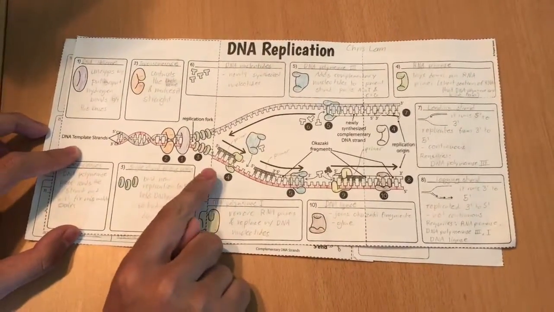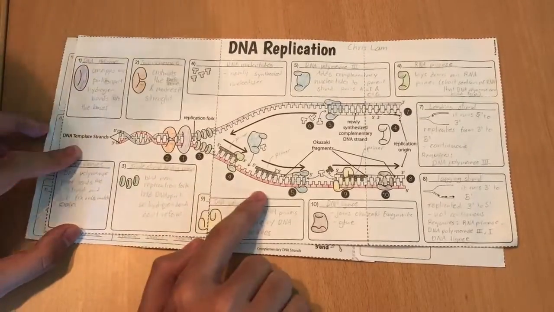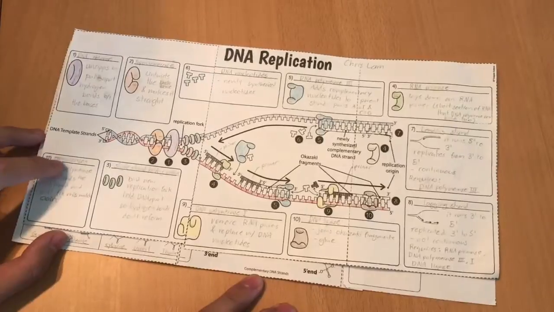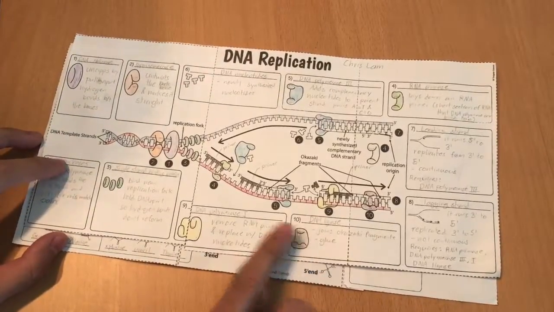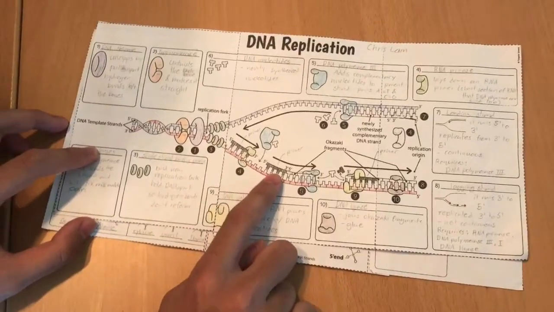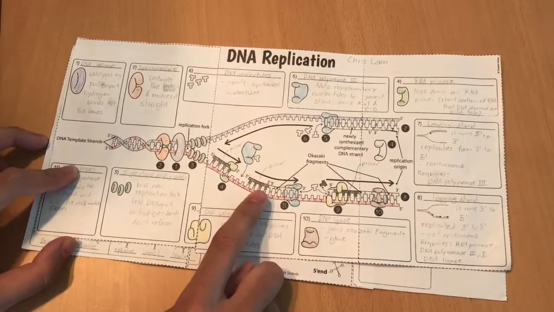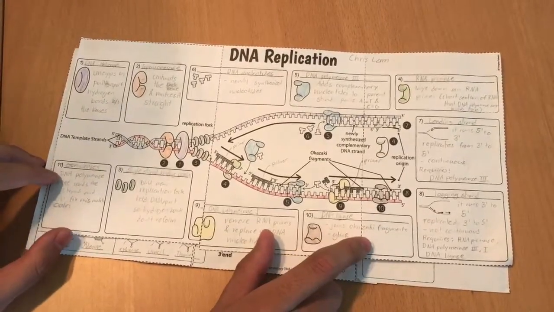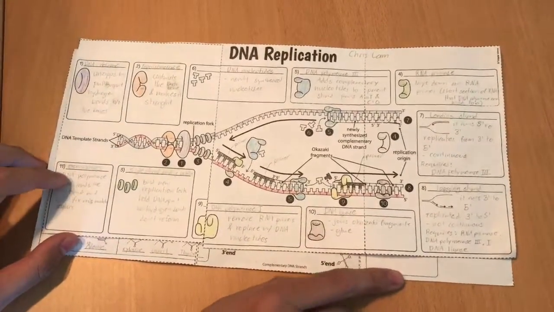But what happens is these create these little fragments called Okazaki fragments. And so then we need to connect them together to make the strand whole. And to do that, DNA polymerase 1 will remove the RNA and replace it with DNA nucleotides, and then finally DNA ligase will combine them together. And then the replication of the DNA is complete.